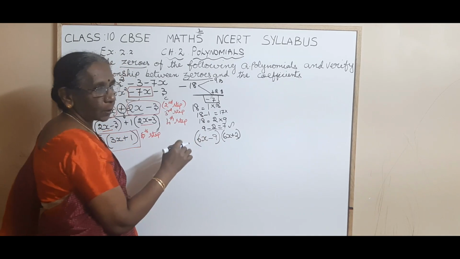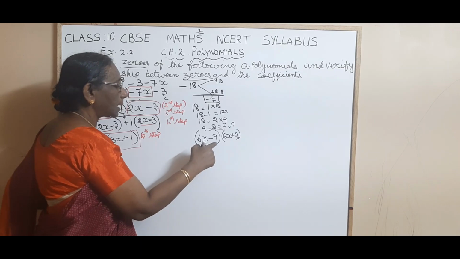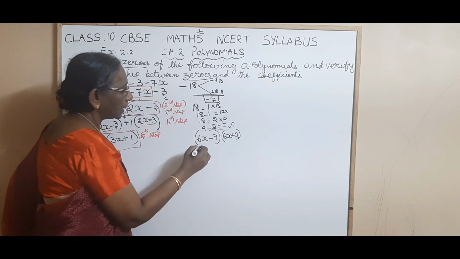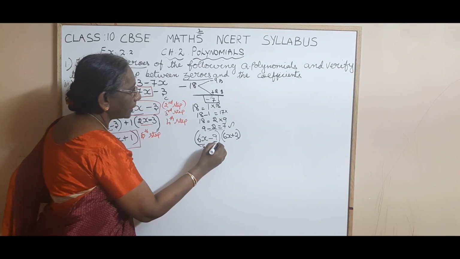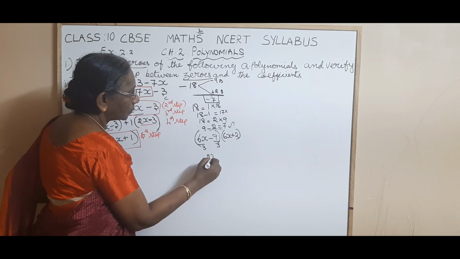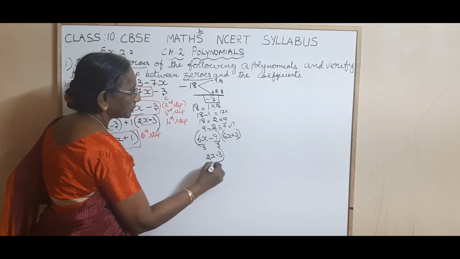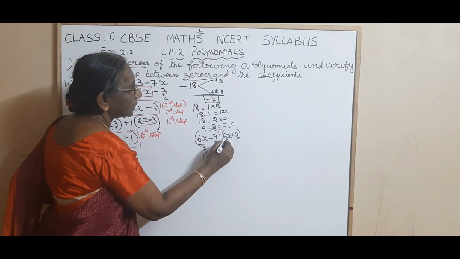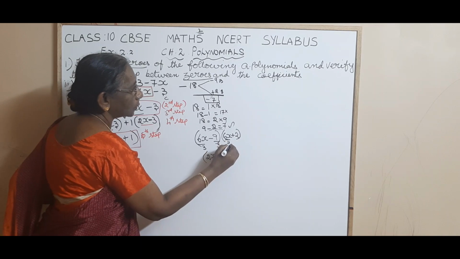You do this in the rough column. And then when you take 6 and 9, what is the common factor? 3. So divide by 3 and divide by 3. So what do you have? 2x minus 3. And now if you take 6 and 2, what is the common factor? 2.